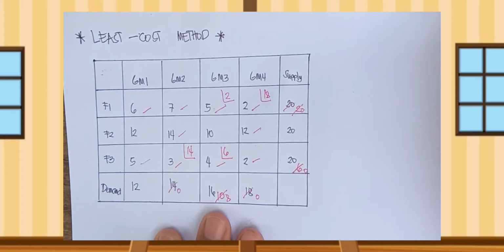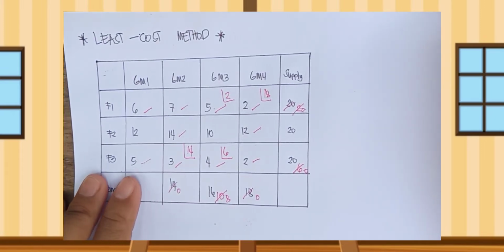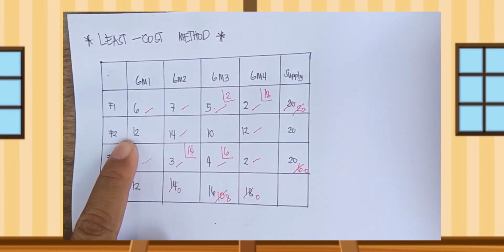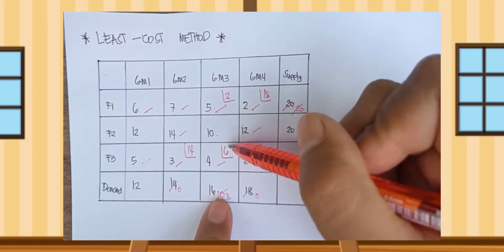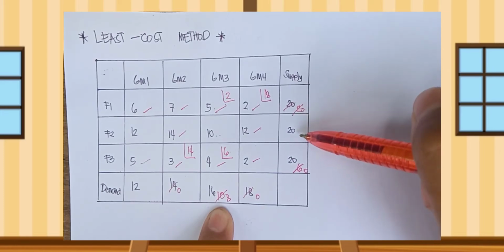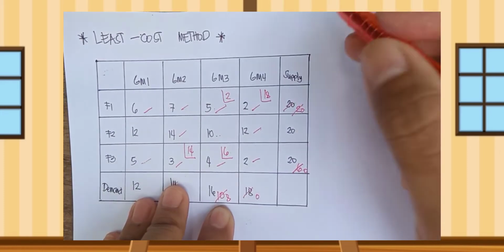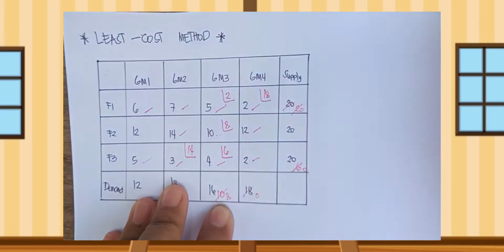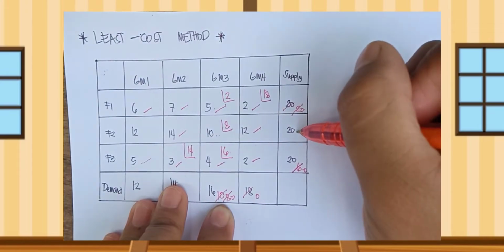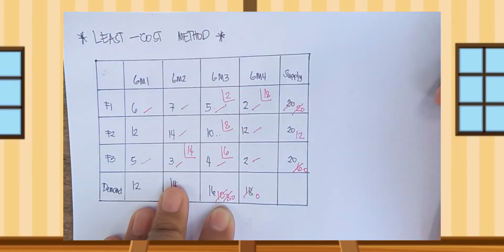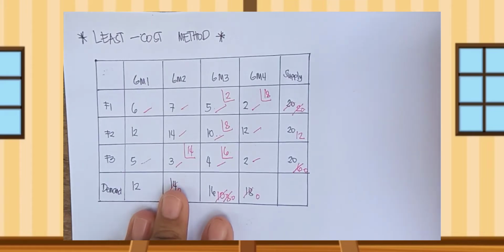Then we will find another number. So we have 2 remaining numbers, number 10 and number 12. So the smallest of these 2 remaining numbers is number 10. So we have a demand of 8 and a supply of 20. So the minimum is 8. So we will put 8. So 8 minus 8 is 0. And then 20 minus 8 is 12. So this column is satisfied.